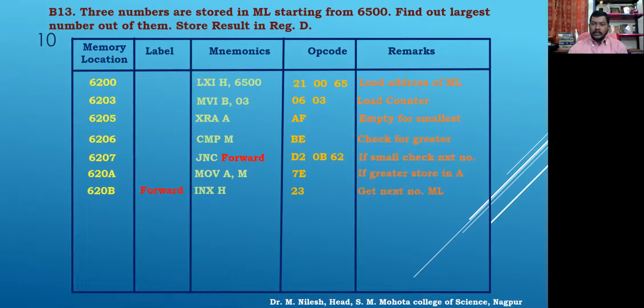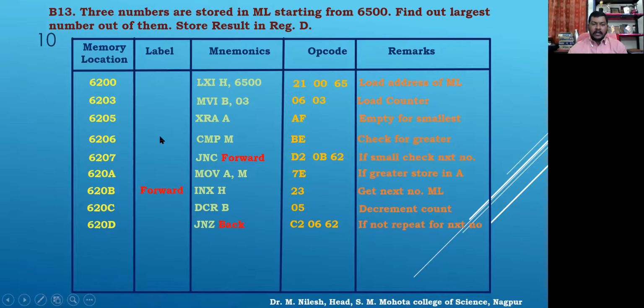So we get the next number in the memory location. Now reduce the count by 1, that is DCR B. DCR B is 05. Then check whether the count has become 0 or not. Jump if not zero, JNZ, back. Where we need to jump is over here, at 6206. So we will write here C2 06 62.